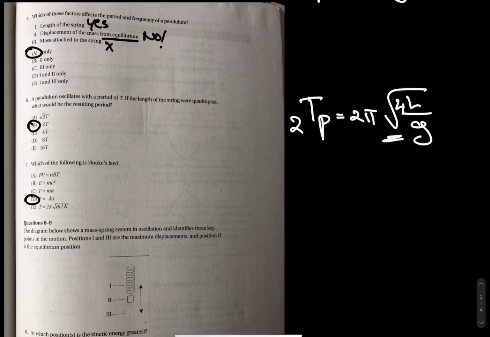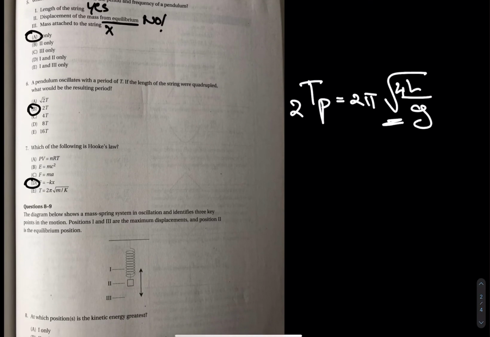Which of the following is Hooke's law? D. It's pretty obvious. The diagram below shows a mass spring system. 1 and 3 are the maximum displacement, and 2 is the equilibrium position. All right. At which position is the kinetic energy the greatest? At the equilibrium point, so it's 2 only. So it's B our choice.